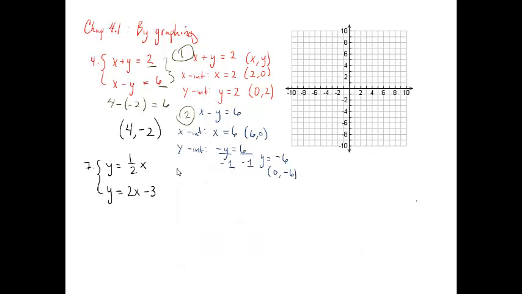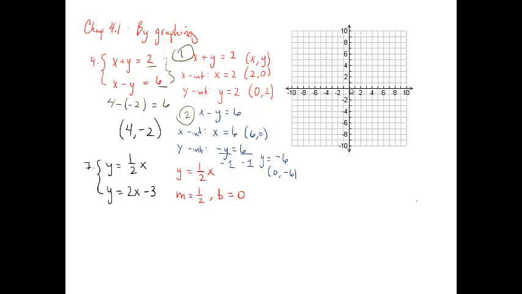So here's equation number 1. We have y equals 1/2 x. The slope is a half, and the y-intercept is not there, so it's 0. So let's graph this. When you're graphing with the slope-intercept form, you start with the y-intercept, which is 0. It's 0, and then from there, we're going to use the slope.